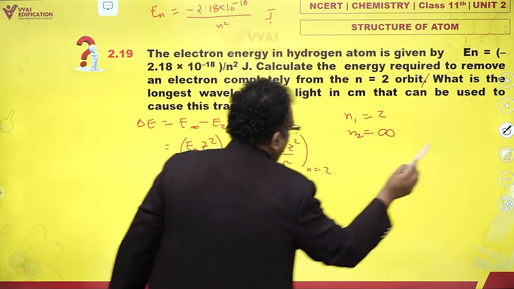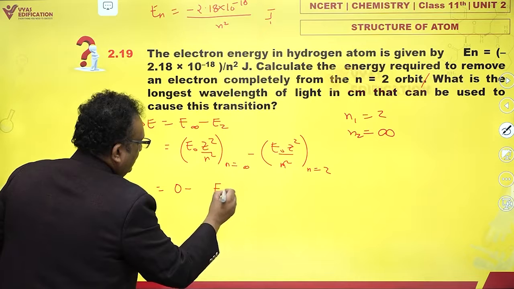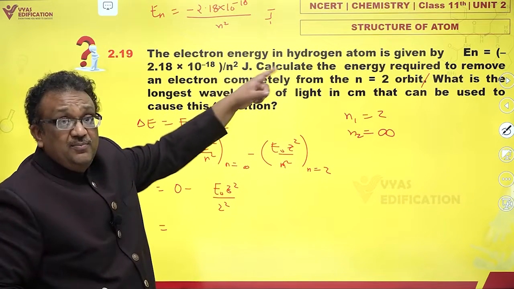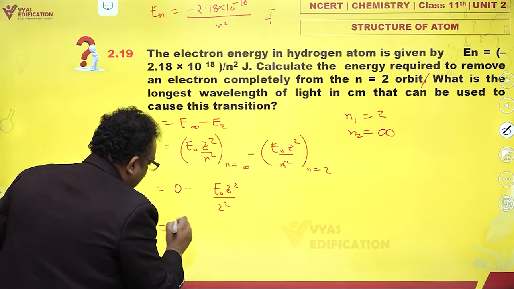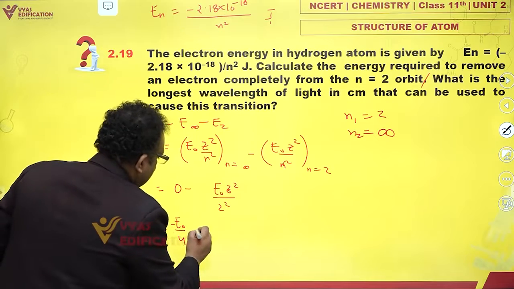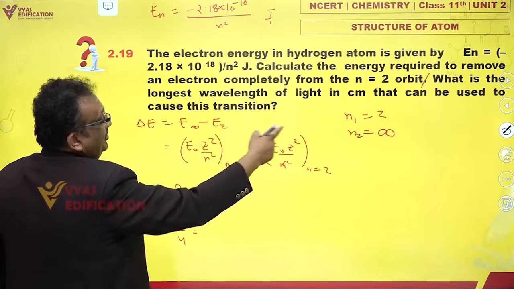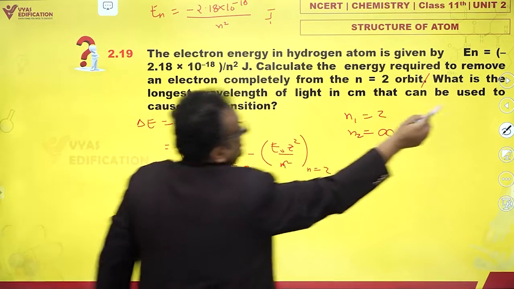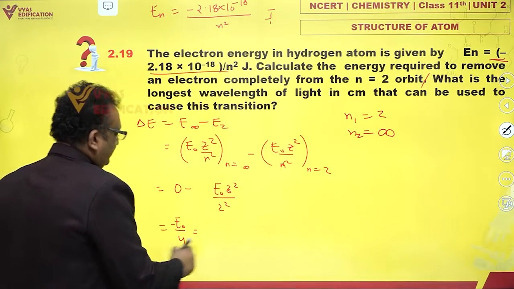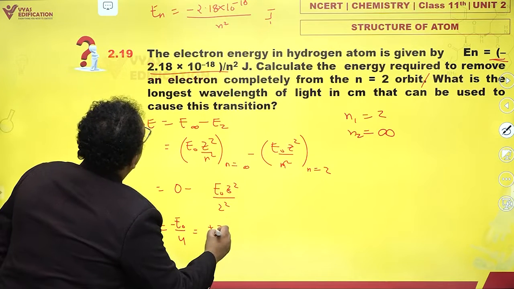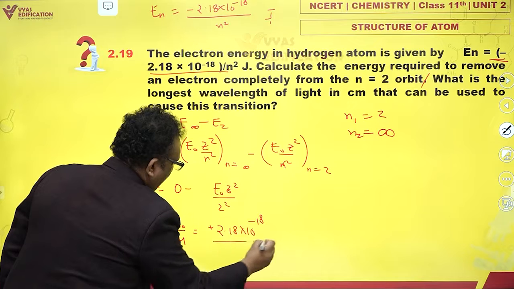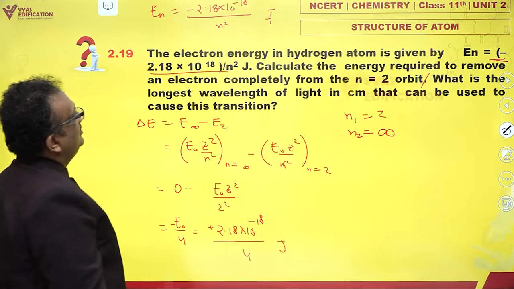0 minus E naught z square by 2 square. Now z is 1 for hydrogen atom. So this is minus E naught by 4. And E naught has been given to me. That is minus 2.18. Again, please note, minus 2.18. So this is plus 2.18 into 10 raised to minus 18 by 4 joules.